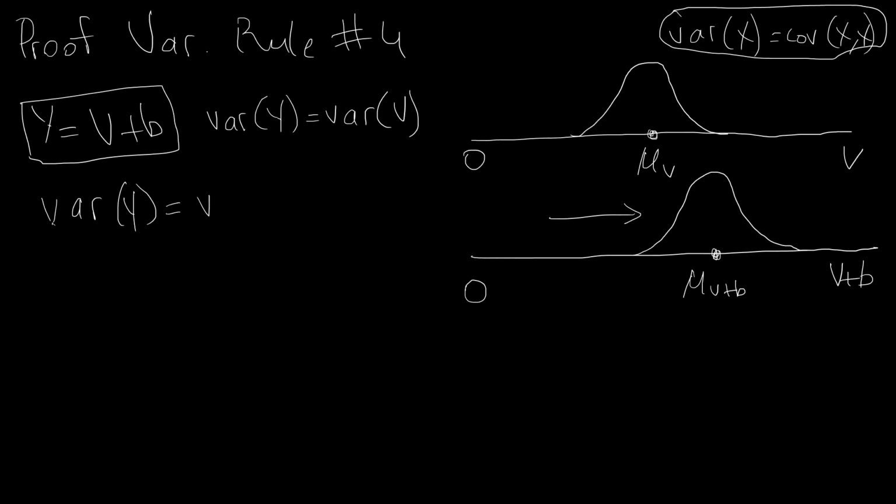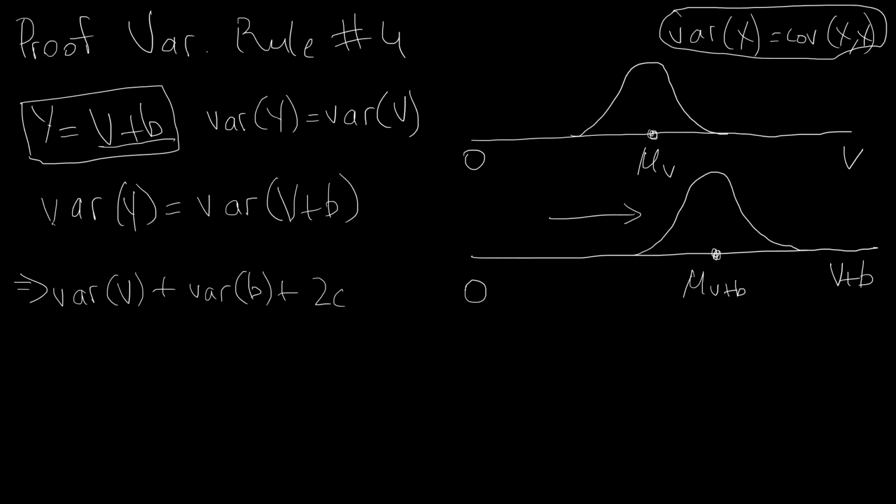So using that, we can rewrite this as being variance of, first of all, obviously, I'll simply plug in for y is equal to v plus b. So this becomes variance of v plus b. And this is equal to the variance of v plus the variance of b plus 2 times the covariance of v with b. This is simply using variance rule number 1. Okay, we should always explain why we're doing what we are doing. So we have used variance rule number 1 over here.